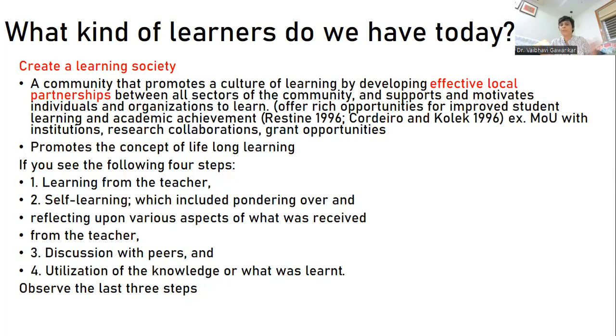How do we do that? By developing effective local partnerships. Am I right? It's not only self, but it is also important to collaborate. As an individual, I can do a lot of things myself, but I can create a lot more change if I have partnerships with the local communities. Am I right? So that local context is also important. Between whom? Between all sectors of the community, and it supports and motivates individuals and organizations to learn. So we want to offer rich opportunities for improved student learning.